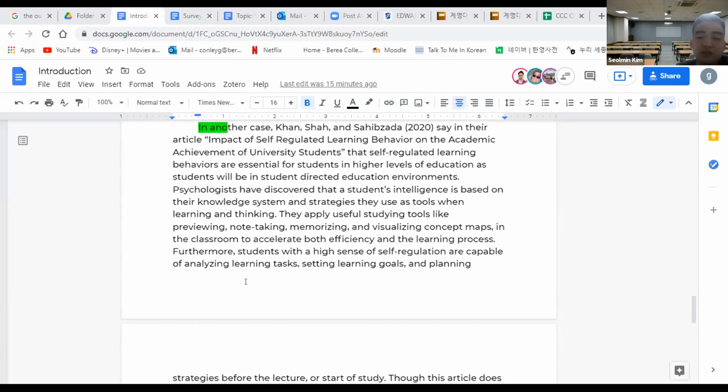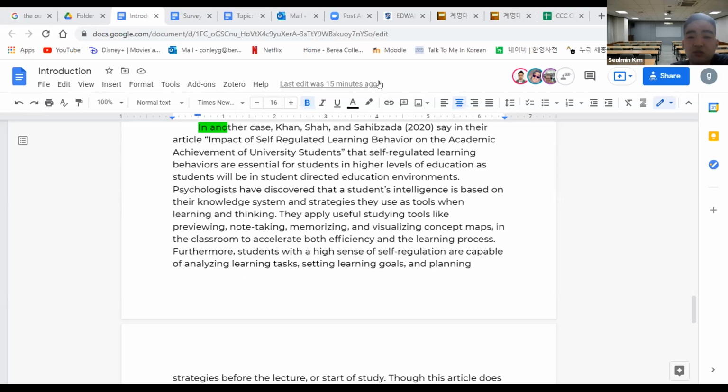So I covered another case related to the topic. Khan, Shah, and Sahib Zada say in their article, The Impact of Self-Regulated Learning Behavior on the Academic Achievement of University Students, that self-regulated learning behaviors are essential for students in higher levels of education, as students will be in student-directed education environments.